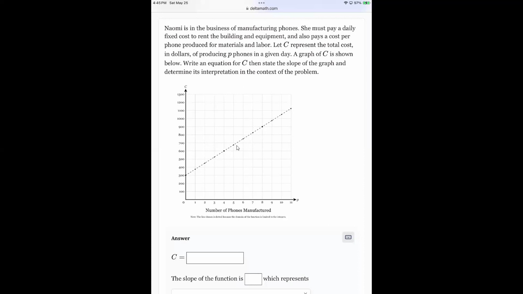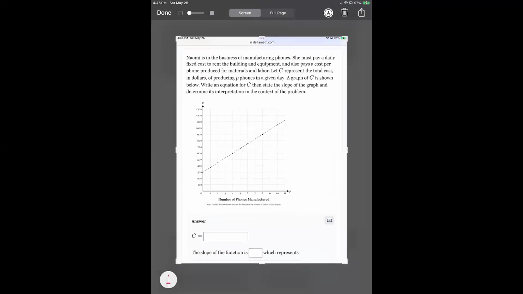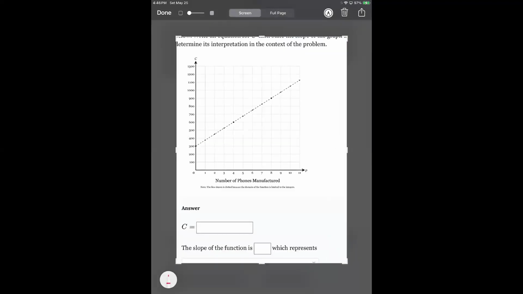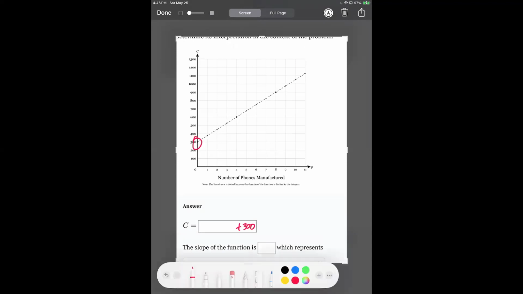So very first thing, let me take a picture of this so I can mark this up a little bit. All right, first thing we're going to do, since we've already gone through that part, we don't need that anymore. Here's the y-intercept, this 300. So we know it's going to be plus 300. Now what we got to do is find the slope.